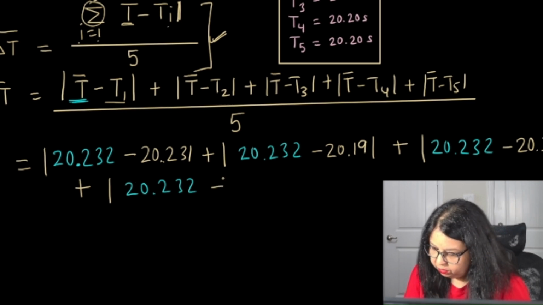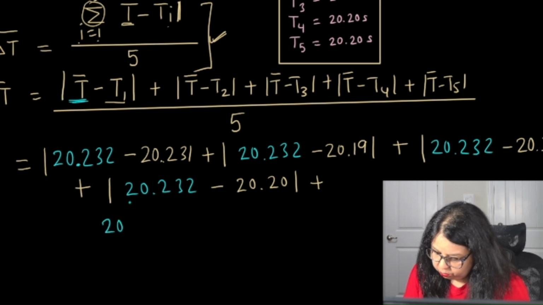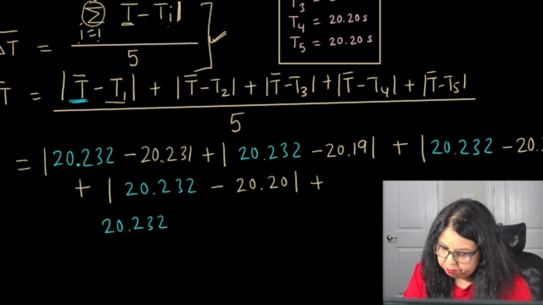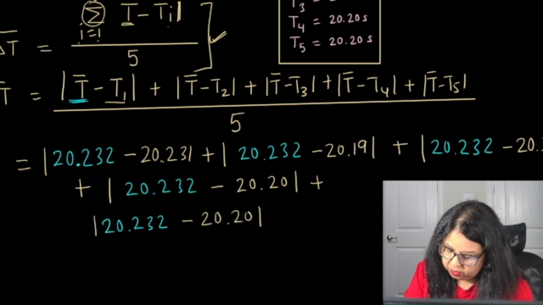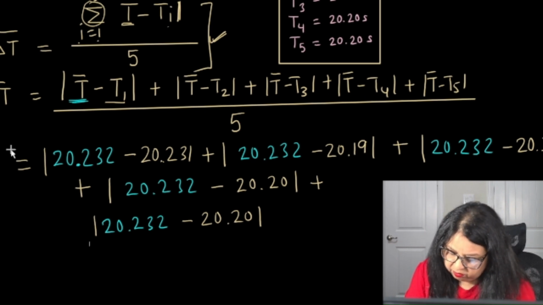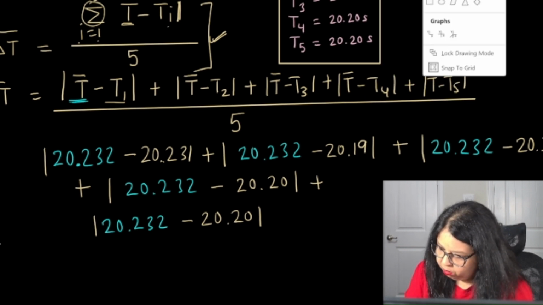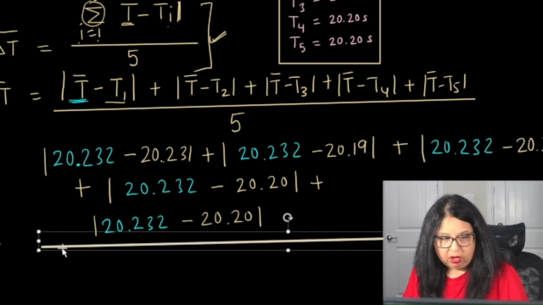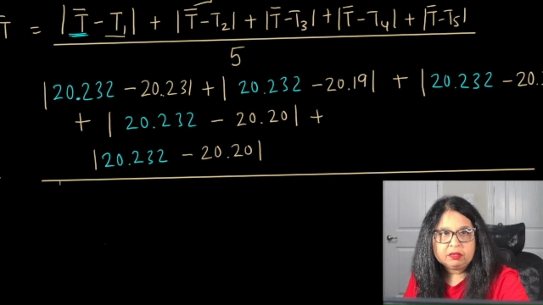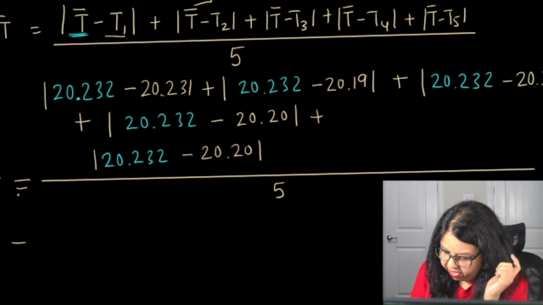20.232 minus t4. 20.20 plus 20.232 minus 20.20 absolute value. Alright, let's bring this equal sign down here, and then we are going to plug in a line over here. Why? Using the automatic shapes, because my drawing sucks. I can't draw. Divided by 5.